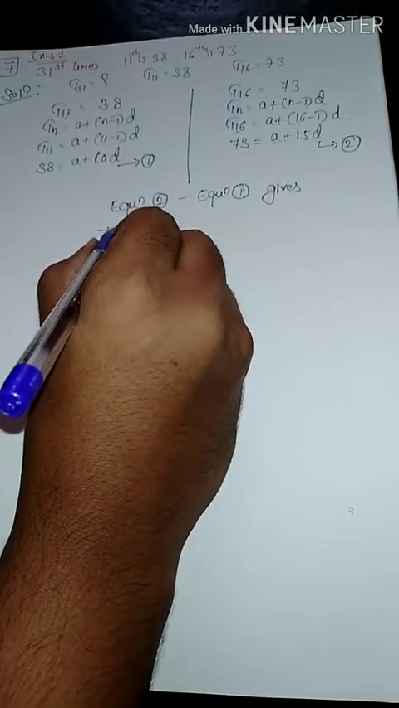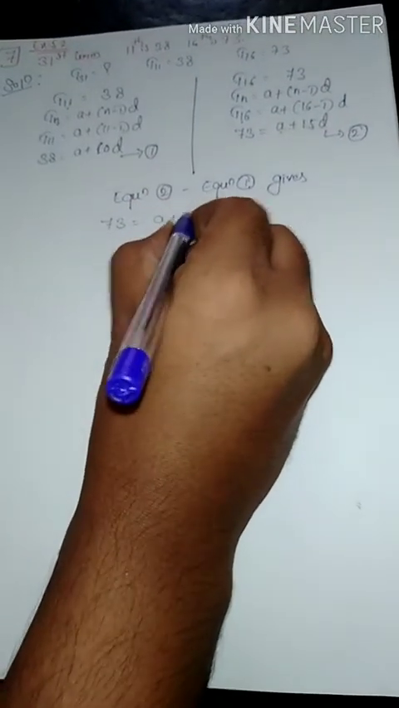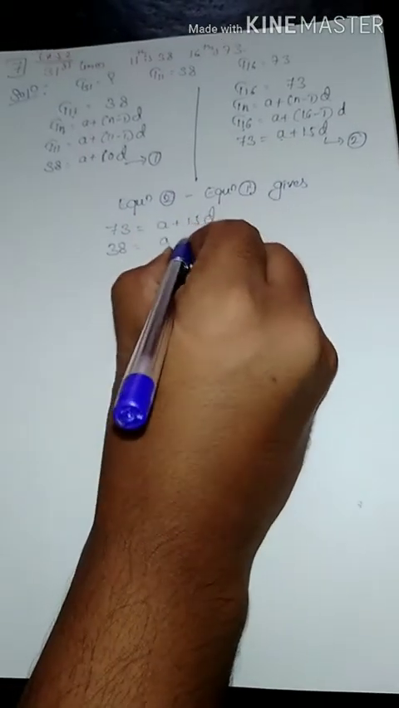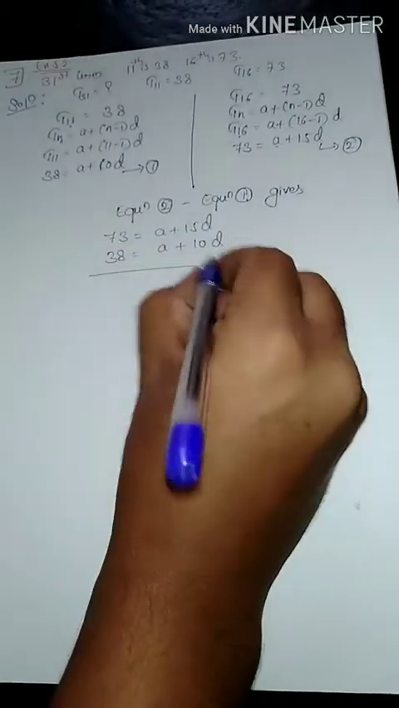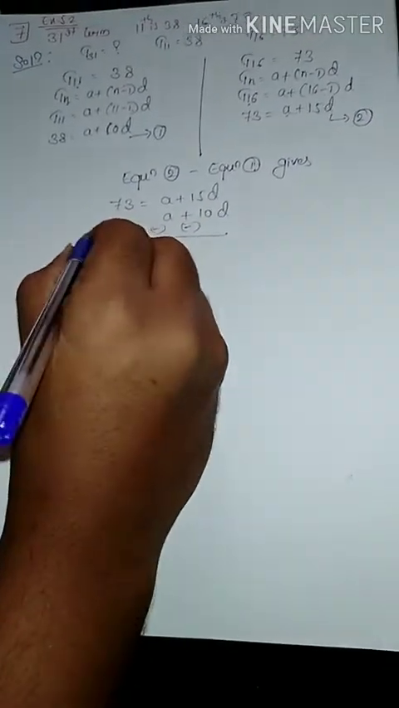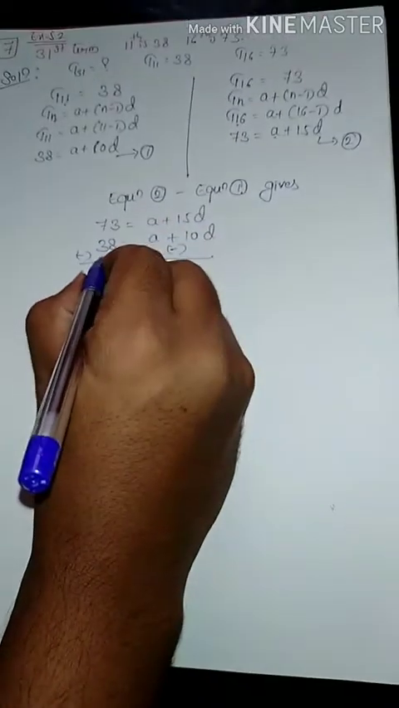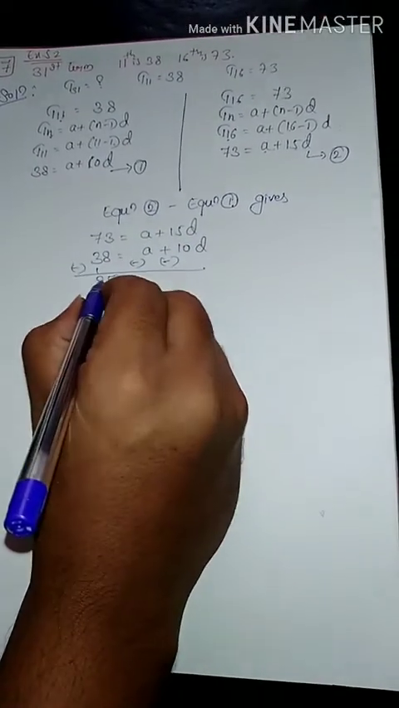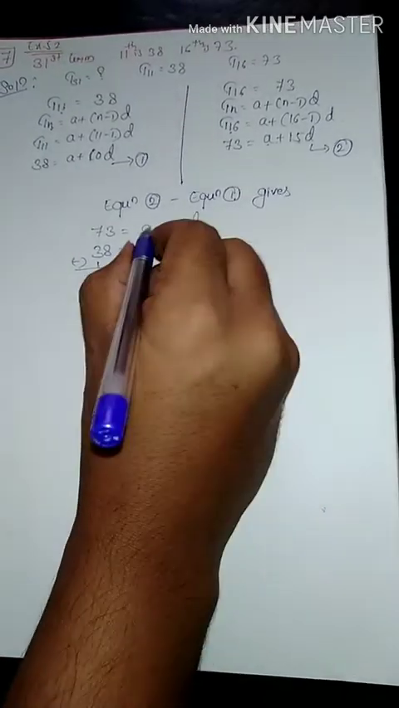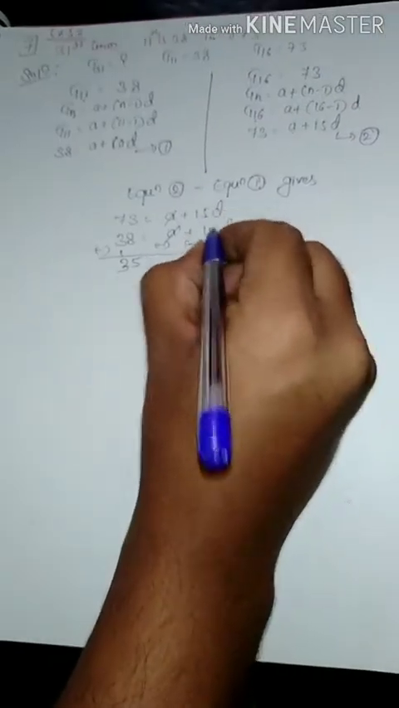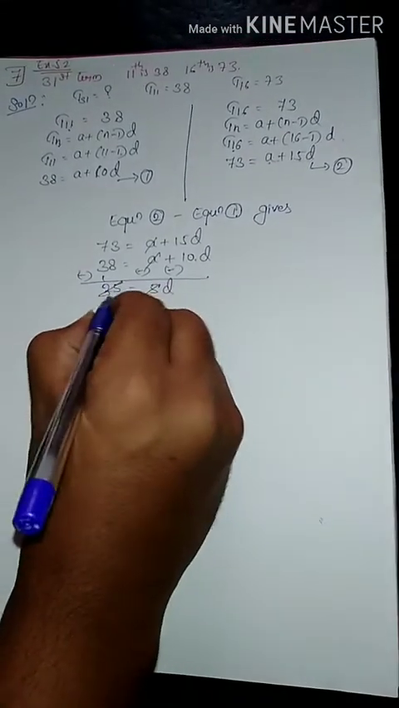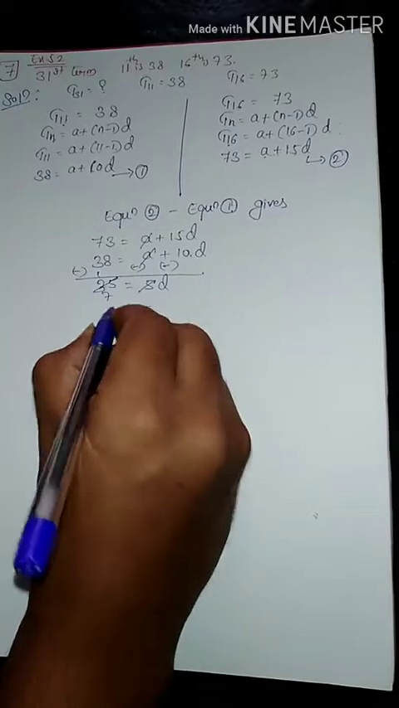So equation 2 is 73 is equal to a plus 15d, and equation 1 is 38 is equal to a plus 10d. So while subtracting, the sign becomes reversed, plus becomes minus, and plus becomes minus. 73 minus 38 is 35, plus a minus a gets cancelled, 15 minus 10, 5d. 5 7s are 35, so d is equal to 7.